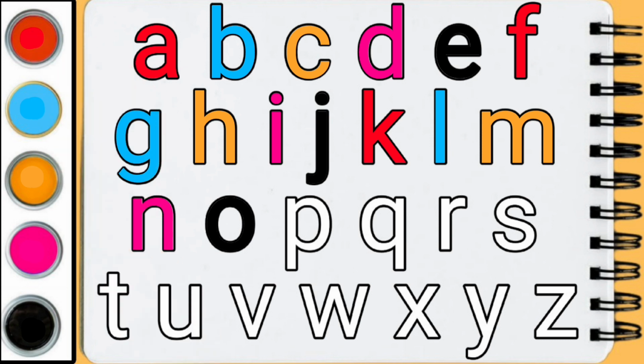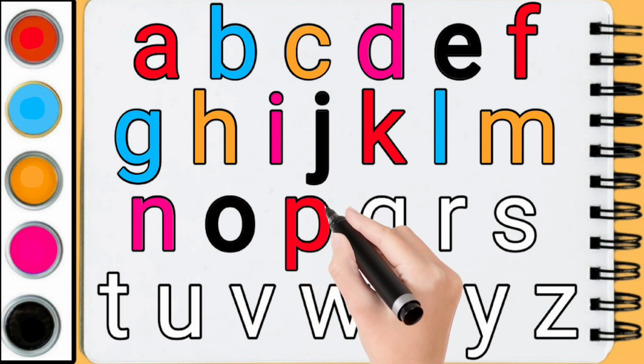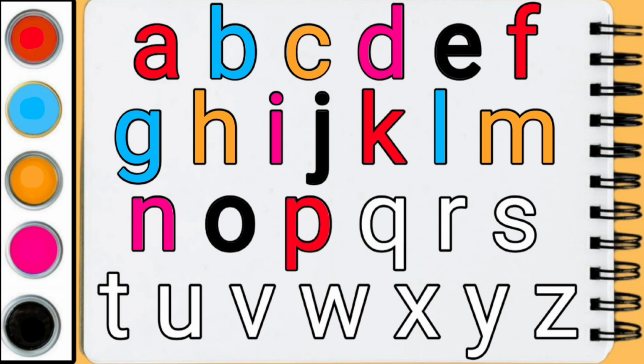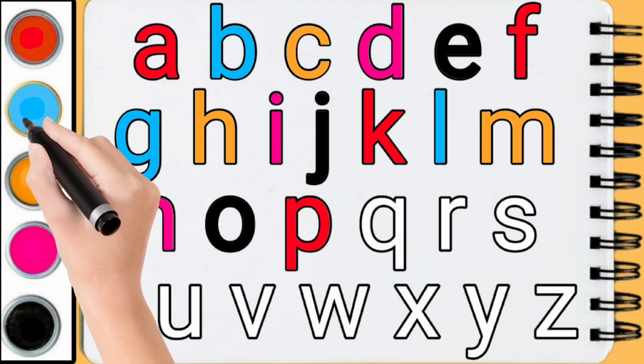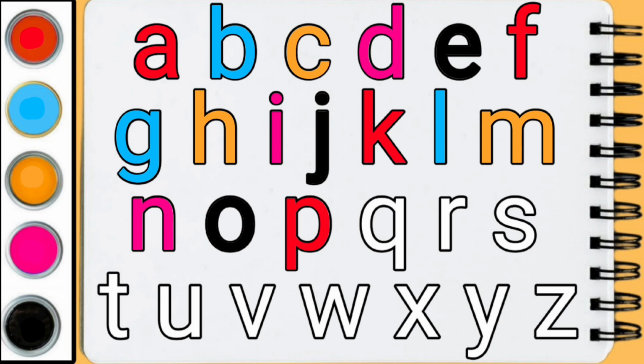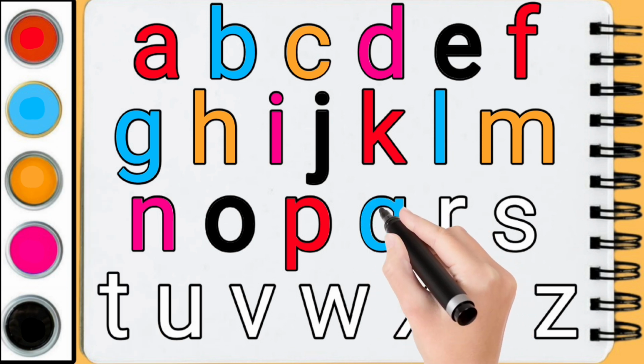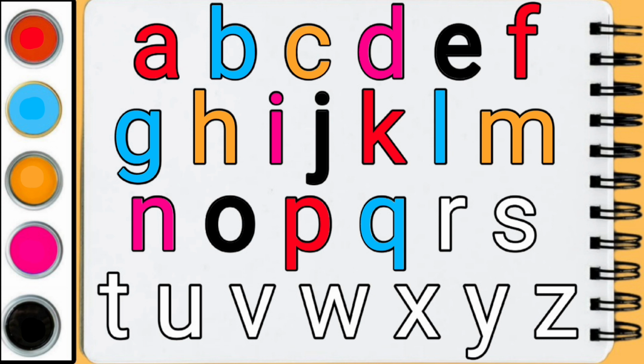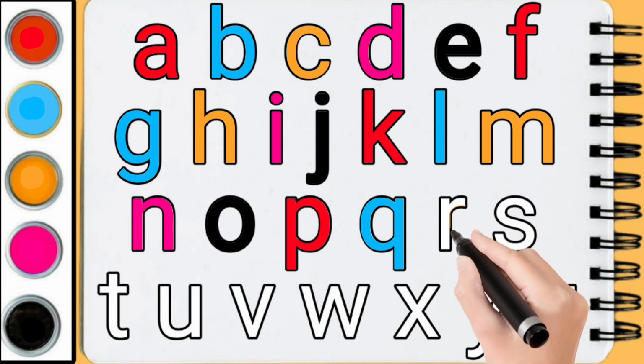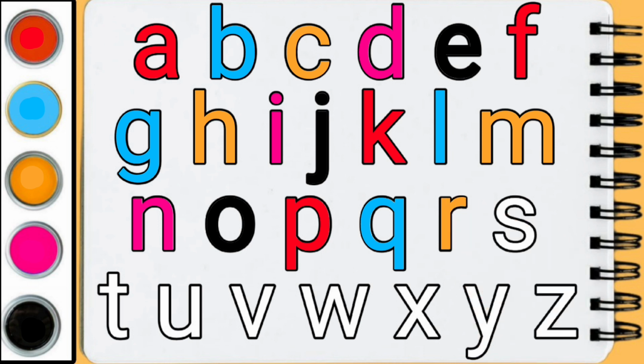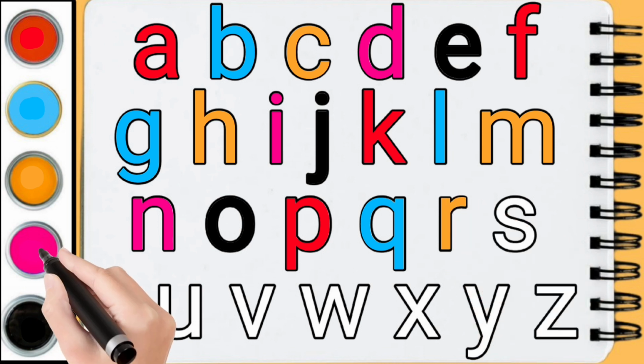Red color, small p, P for peacock. Blue color, small q, Q for queen. Orange color, small r, R for rose.